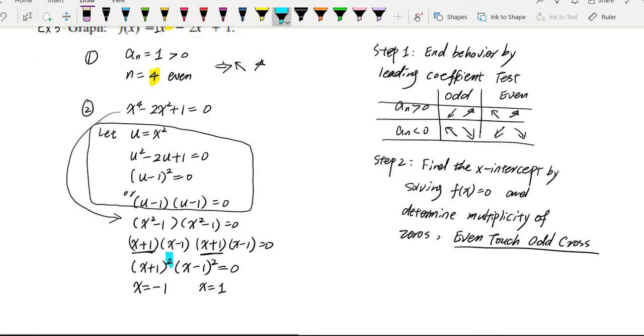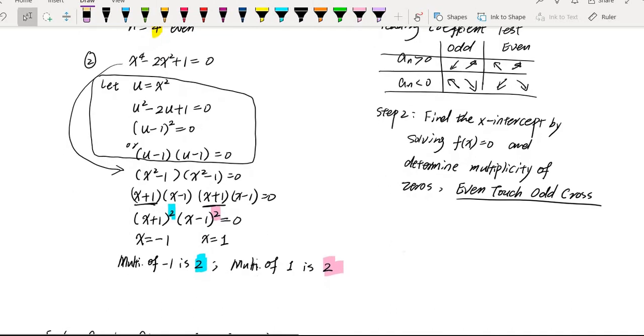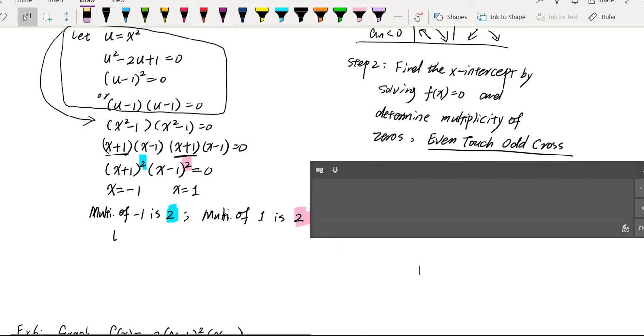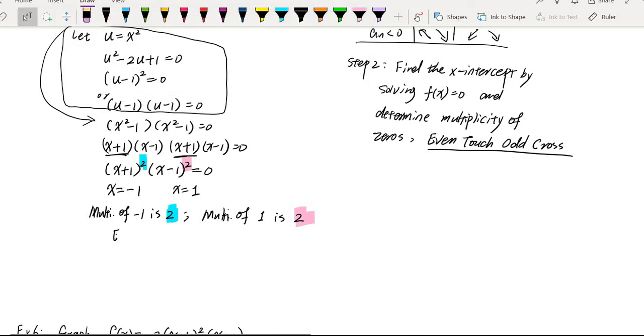Is 2, right? The multiplicity of -1 is 2. And then we also look at the multiplicity of 1, which is 2 as well. The reason we need to know this is that once we know the multiplicity is 2, that means it's even. We said an even multiplicity touches, right? So here we also have an even. Again, this is all from here. Even touches. Remember, we try to memorize this.